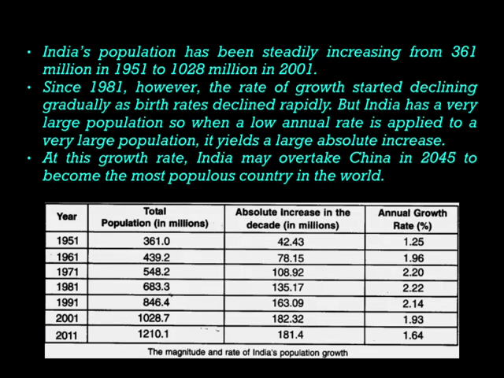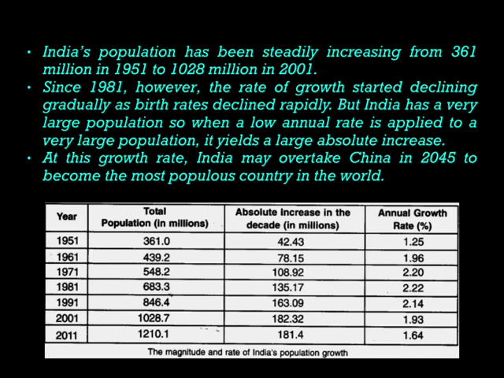India's population has been steadily increasing from 361 million in 1951 to 1028 million in 2001. It means we have grown three times in just 50 years. Since 1981, however, the rate of growth started declining gradually as birth rates declined rapidly. But India has a very large population, so when a low annual rate is applied to a very large population, it yields a large absolute increase.